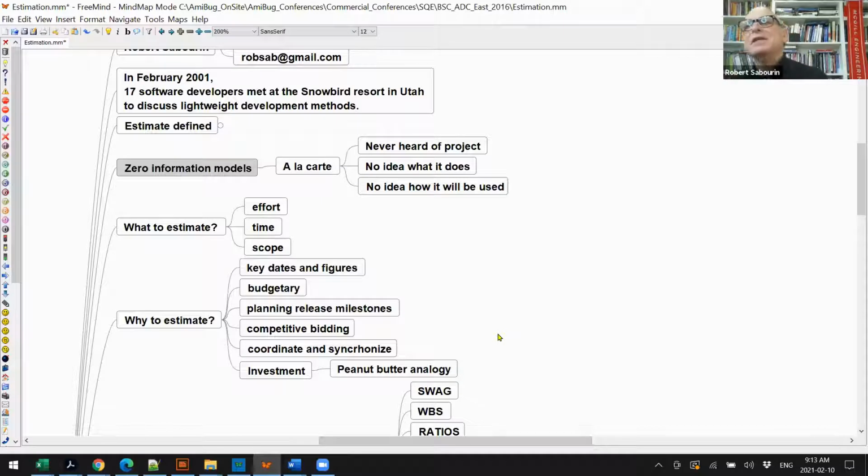So imagine that someone comes to you and says, hey, Rob, how much effort is it going to take, or how long is it going to take to estimate this project? And you listen to them and they say, it's Project FISBIN. And you say, what? I never heard of Project FISBIN. What's Project FISBIN? I don't know what it is. How can you ask me to estimate a project I've never heard of?